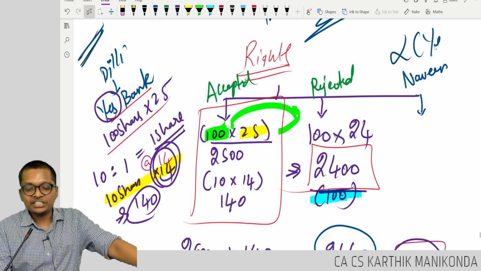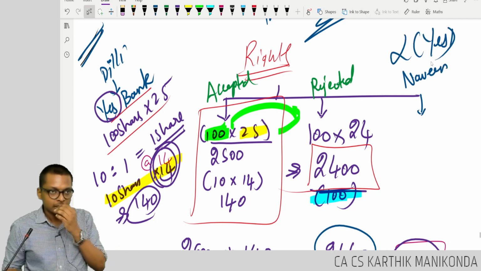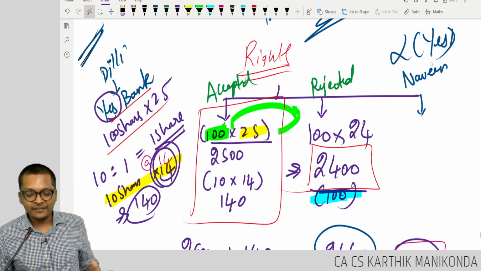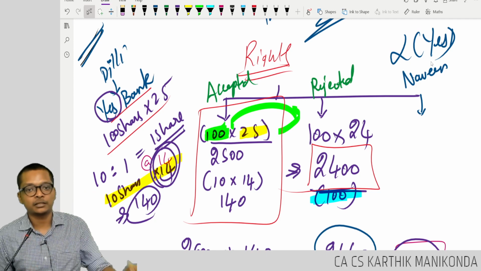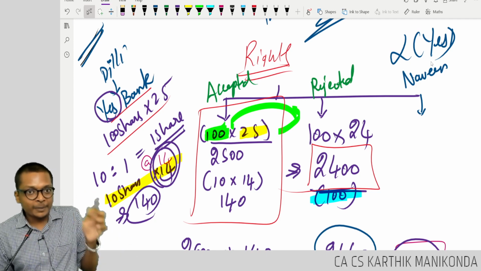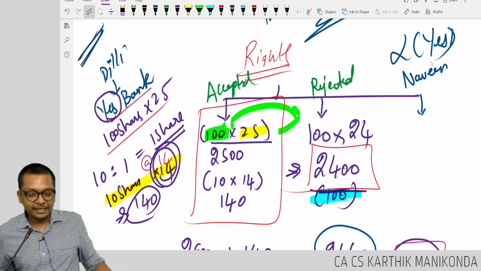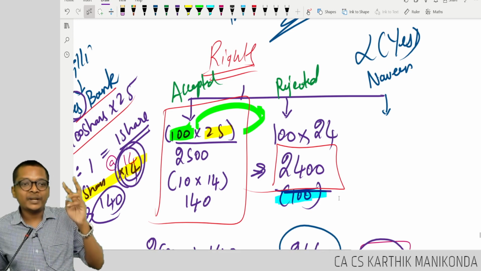Naveen is not a shareholder of Yes Bank. Delhi Babu was walking on the road, he met his friend. Naveen is not a shareholder of Yes Bank, but Naveen wants to buy shares of Yes Bank. But if Naveen has to buy in the market, he has to pay 25.